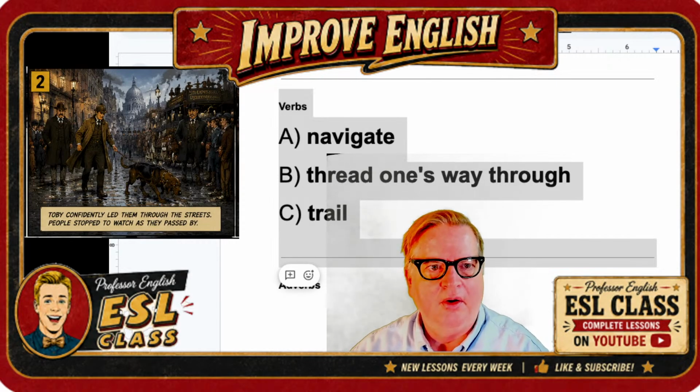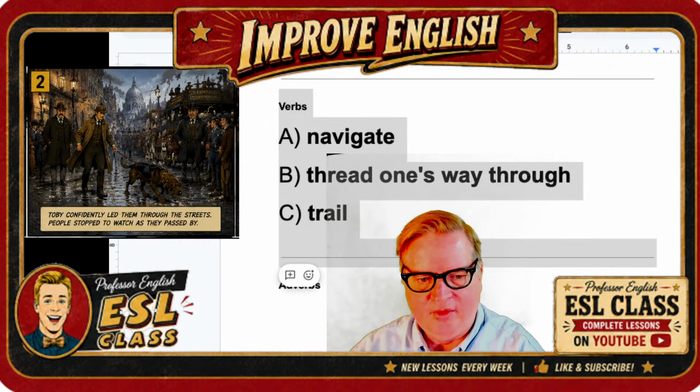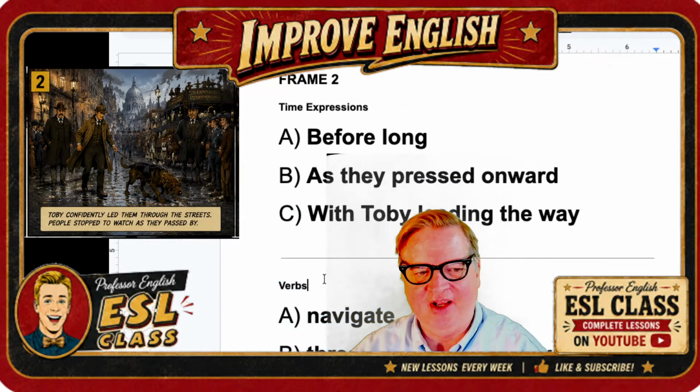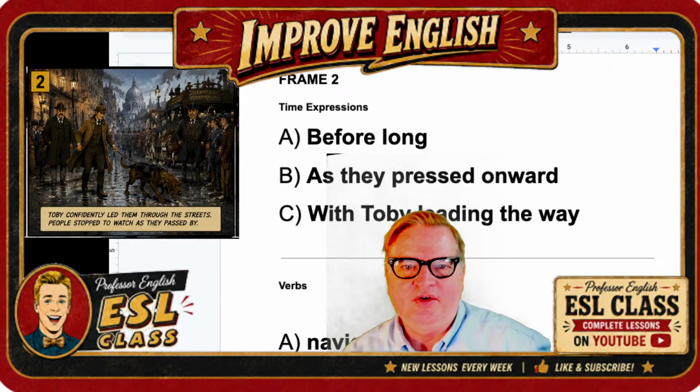All right, these are the verbs. We've got navigate, thread one's way through, that's a good one, and trail. So let's start with navigate. We're looking at the picture, frame 2, and somehow we have to use the word navigate to talk about this scene. What could you say using navigate?